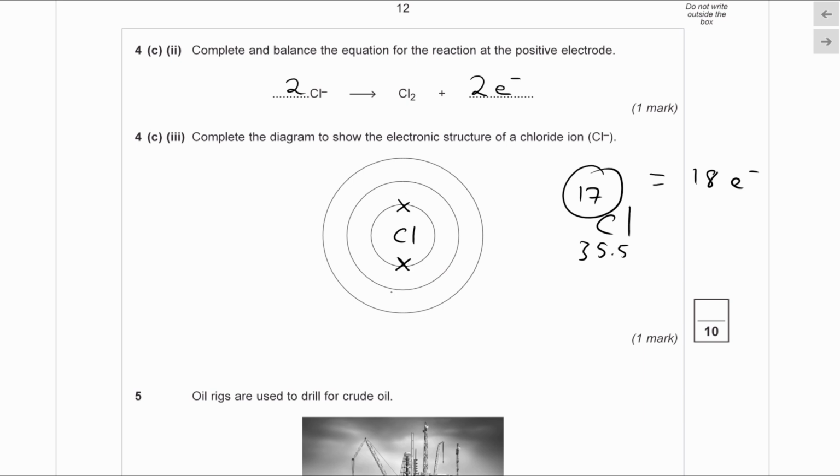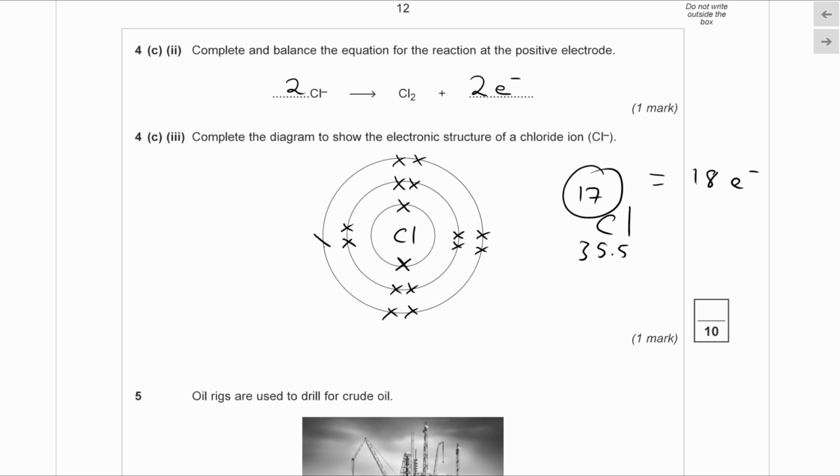And after that, the next 2 energy levels can hold 8 electrons each, okay? And the most correct way to do it is to draw them in pairs, like so. But you would not be penalised for drawing them evenly spaced out. But in pairs is the best way to do it.